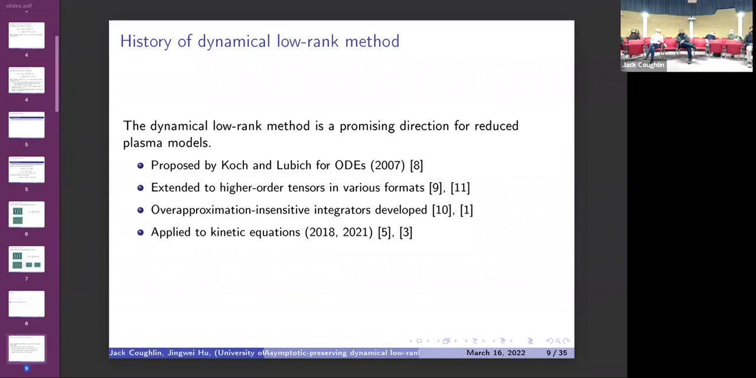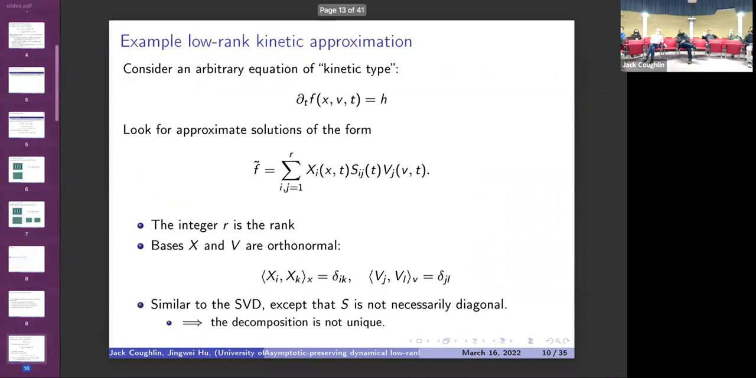And the thing that made it possible to apply this practically for a time-dependent problem has really been the development of these over-approximation insensitive integrators. What I mean by that is you never have to invert the matrix of singular values S. And that's really nice, because if your low-rank approximation is good, then S is going to be super ill-conditioned. The smallest singular value should be really small. So this is key. And more recently, it's been applied to kinetic equations. So I'm going to talk about that.